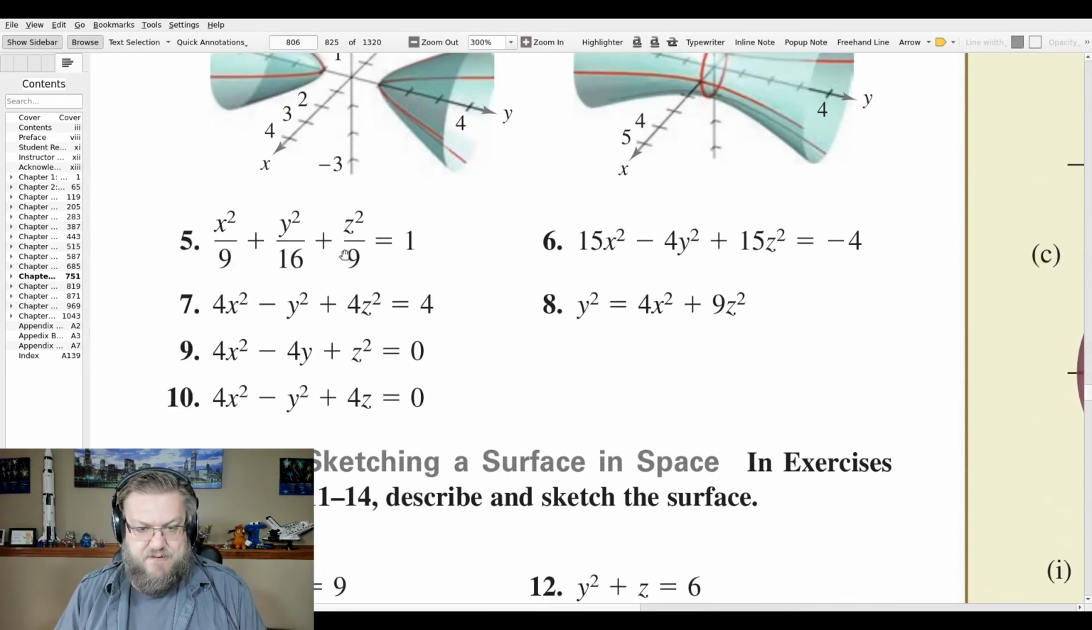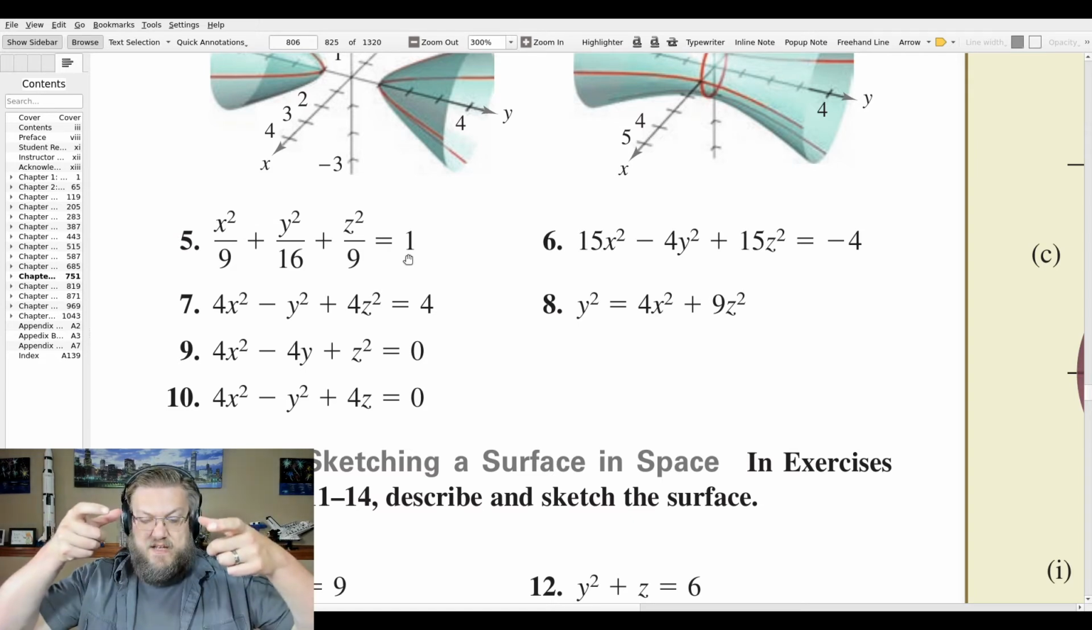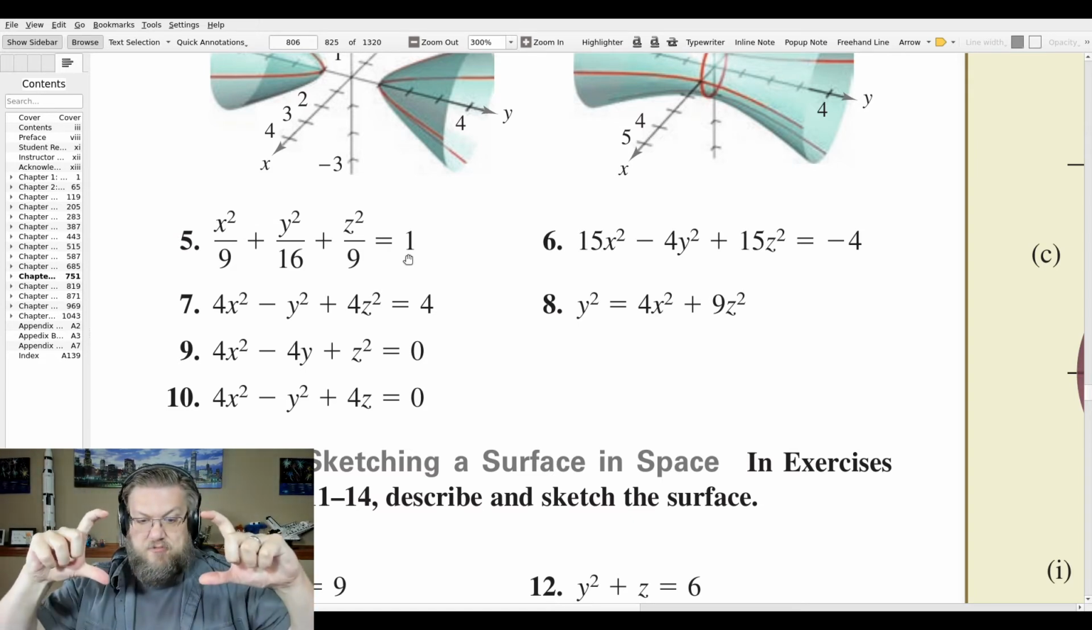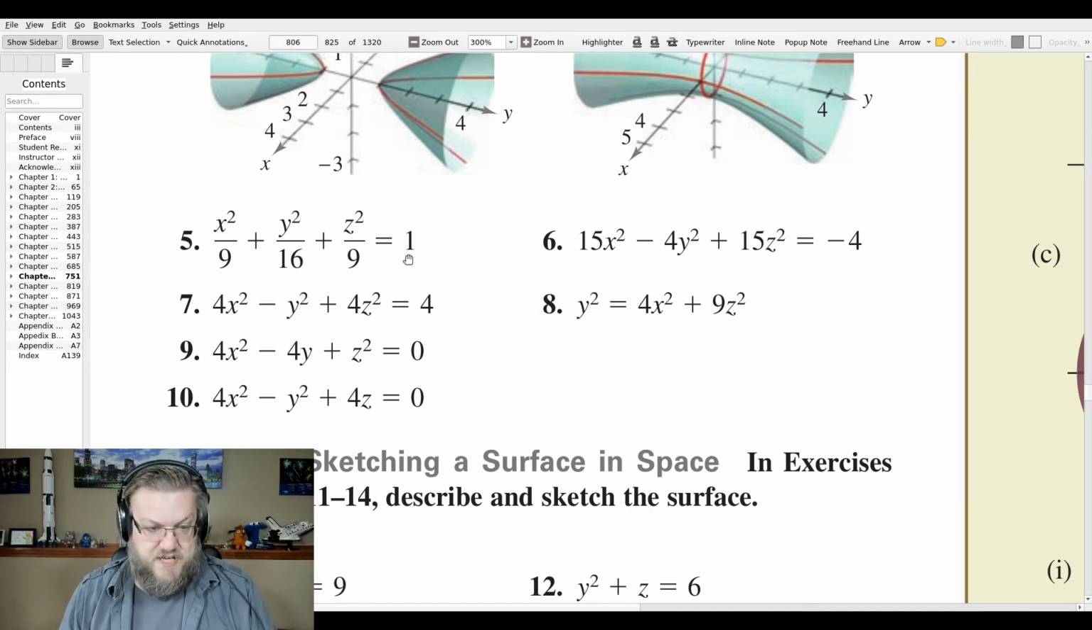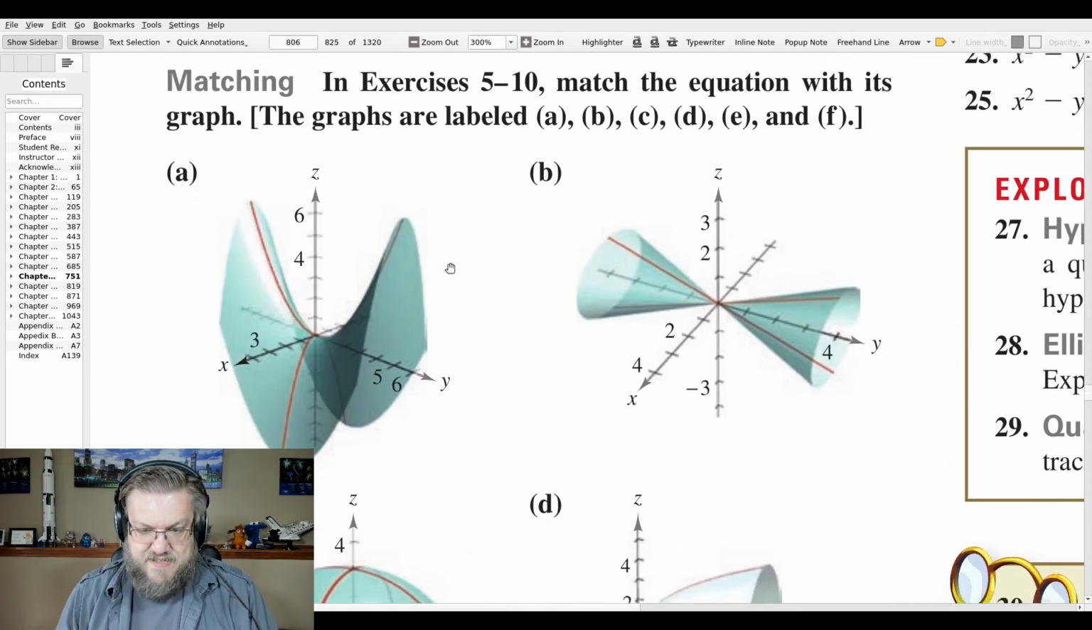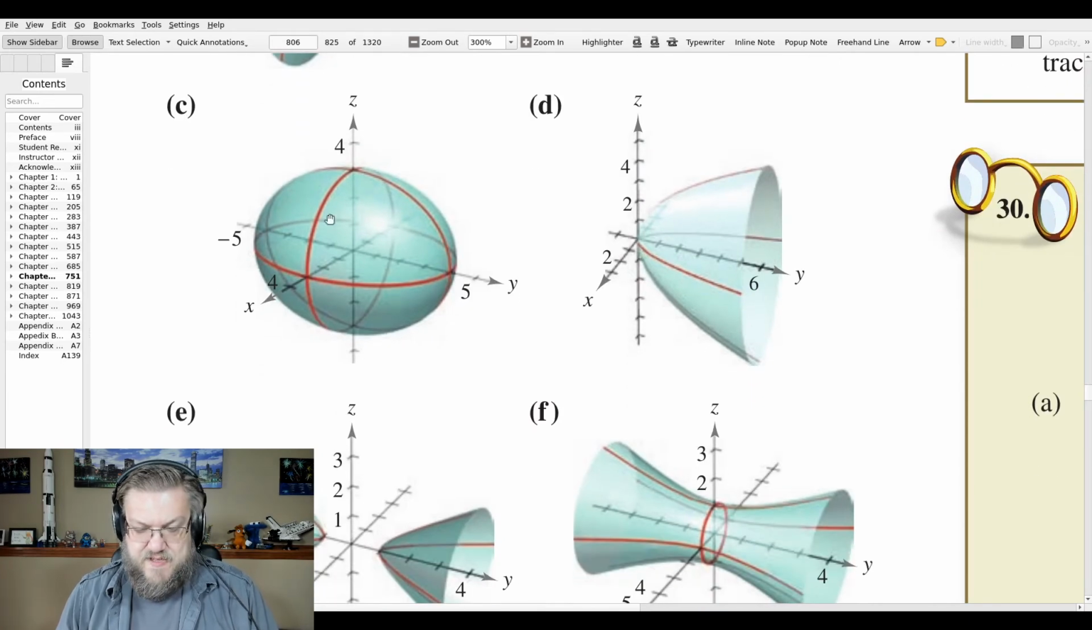So for instance, take 5 here. Now 5, if z is 0, I should get an ellipse in the xy plane. When y is 0, I should get an ellipse in the xz plane. And if x is 0, I should get an ellipse in the yz plane. So this one should be pretty easy to spot. It's going to be an ellipsoid, ellipses in all three orientations. And there's only one picture on here that does that, and that would be C. See that? And so 5 would match with C.